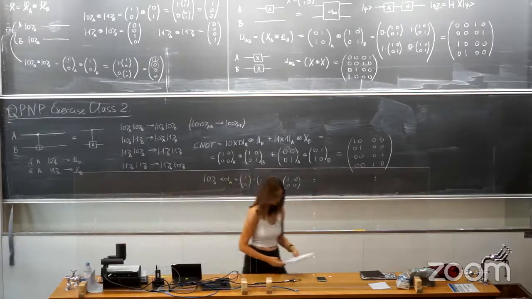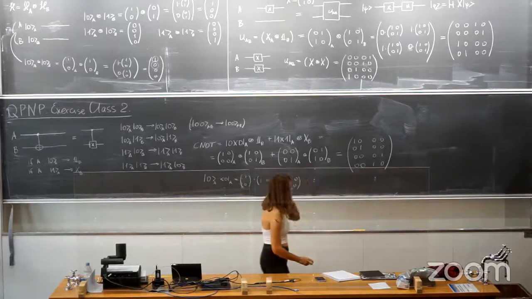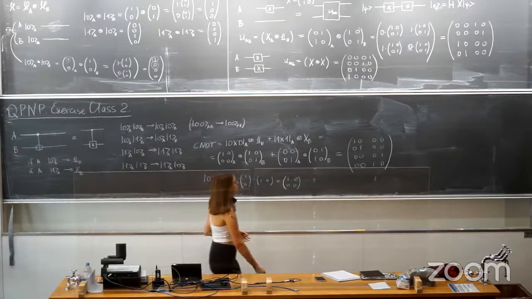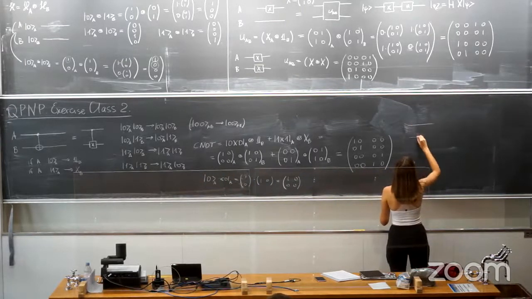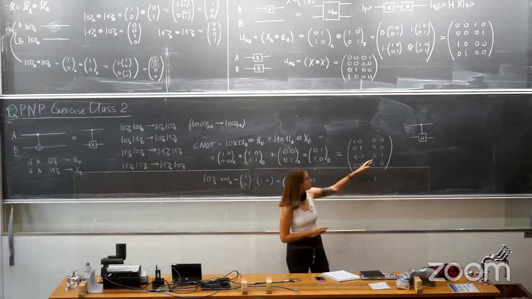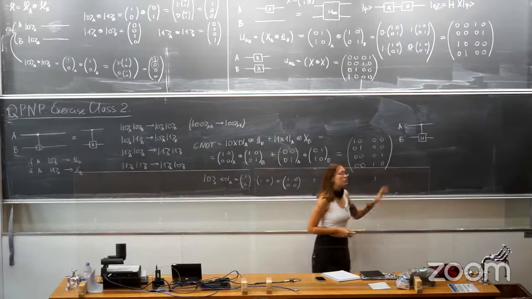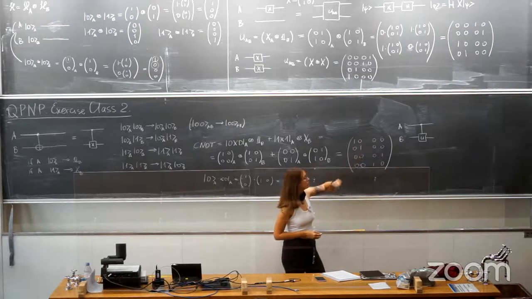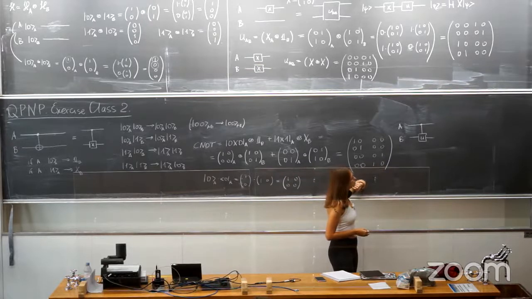So this was the CNOT operation. One can also introduce other controlled operations. So, for example, this. What this means is that this is an operation which is controlled on the state of the system A. If the system A is in a state 1, then only then this operation is applied.